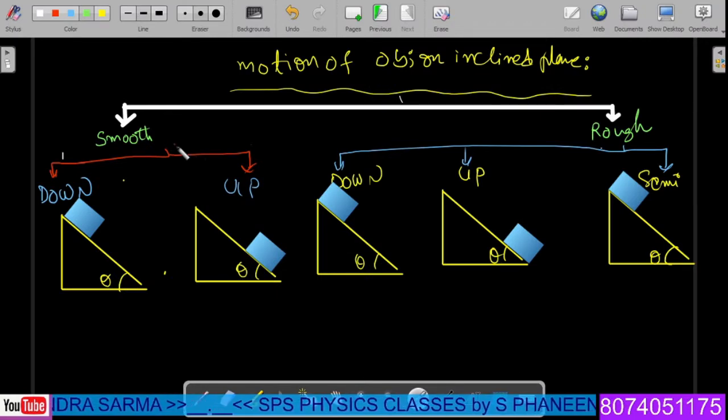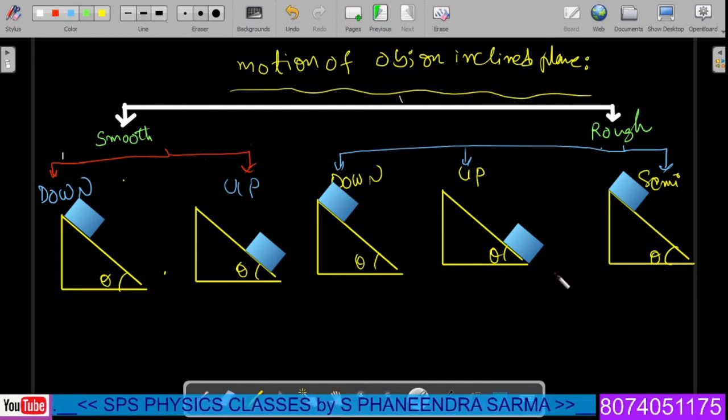As shown in the diagram itself, we have the smooth surface and the rough surface. The smooth surface is further divided into two cases: when the block is coming in the downward direction, and when the block is going in the upward direction. For the rough surface, the block is coming along the inclined direction and the block is moved up along the inclined direction. In the semi condition, the first part will be the smooth surface and the remaining part will be a rough surface.